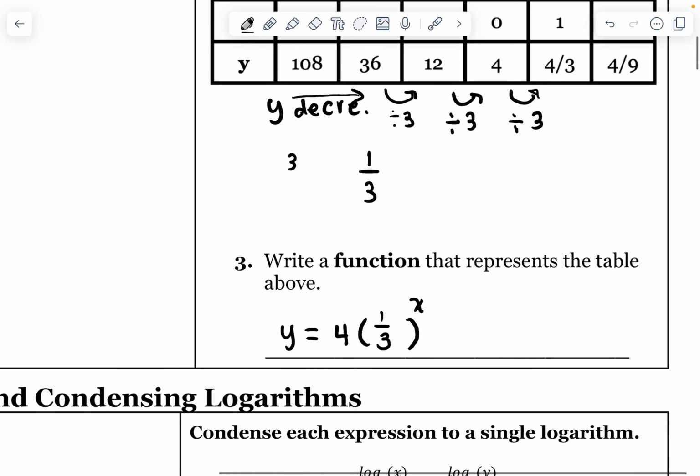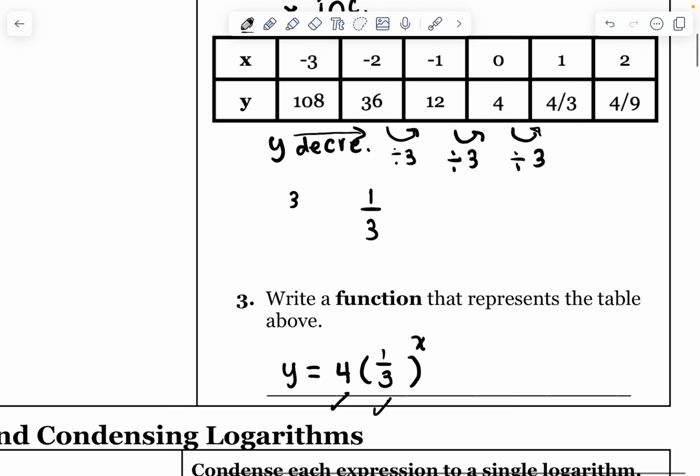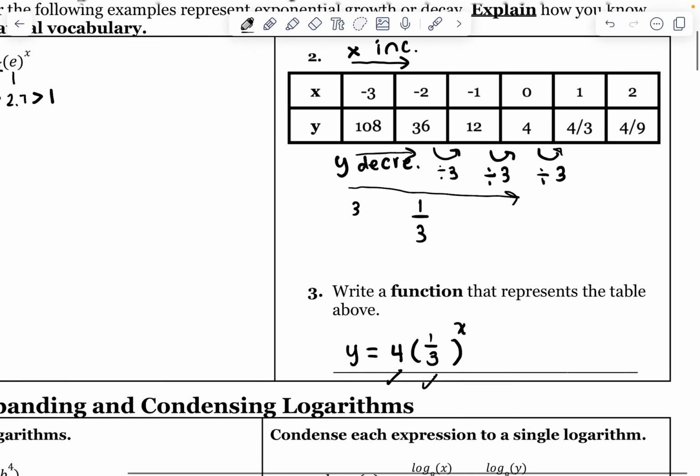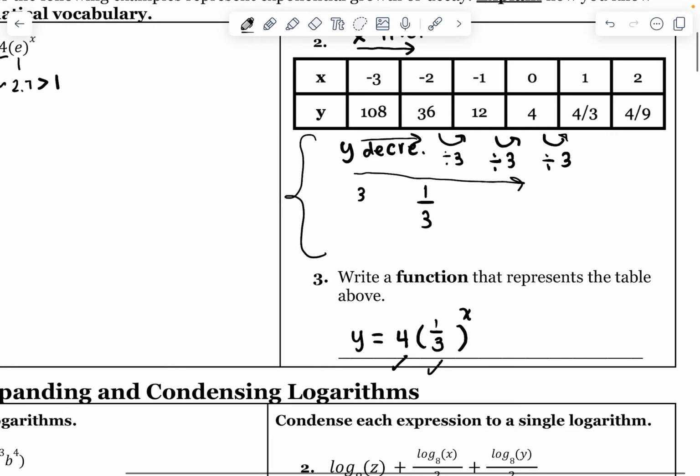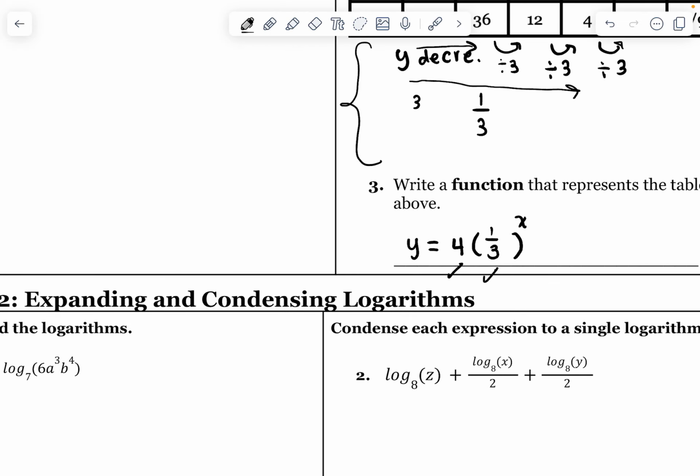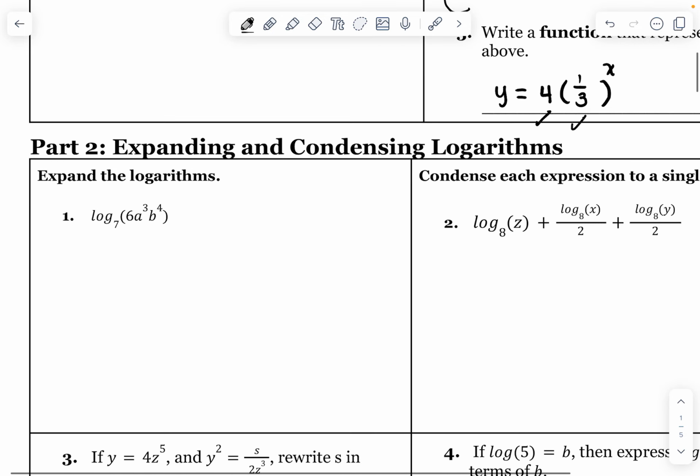And then logic your way through it. Is your initial value 4? Yes. Is your constant multiplier a number between 0 and 1? Yes. So it does make sense that in your table, the y values are getting smaller as the x values are getting bigger. And then in this portion, that's where you would explain that the table represents exponential decay because your initial value starts at 4, but as the x values increase, your y values decrease. You can even get more in depth by saying what the constant multiplier is.